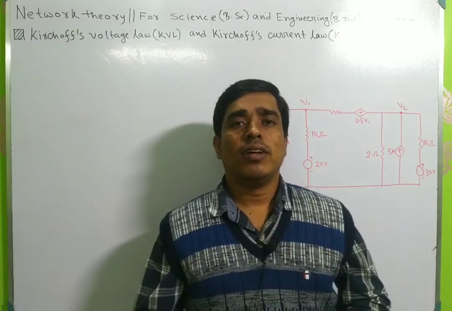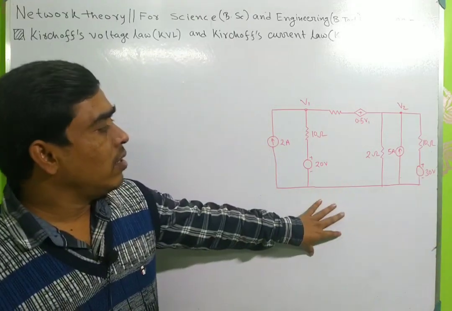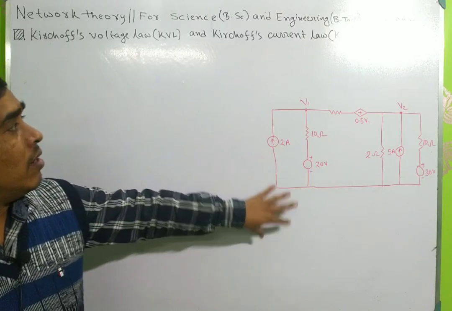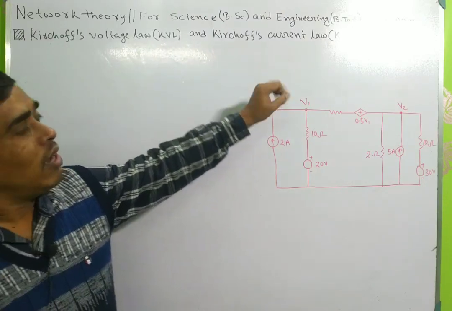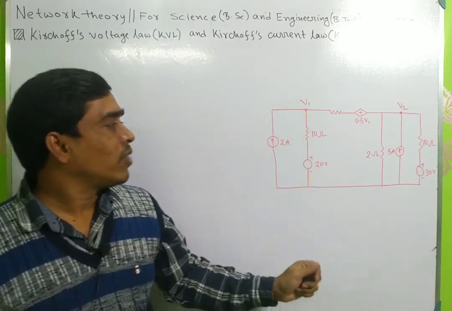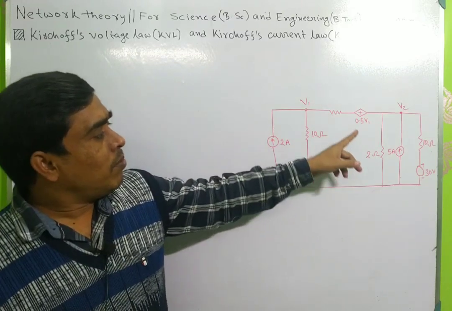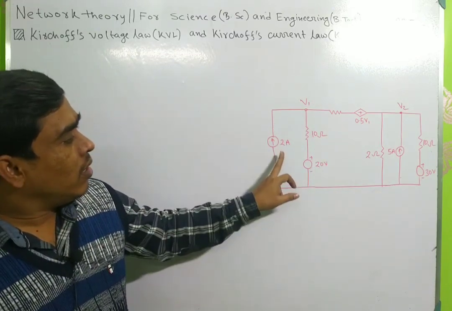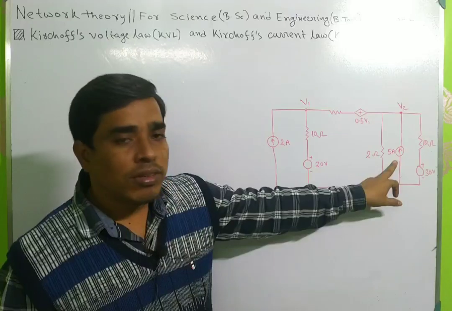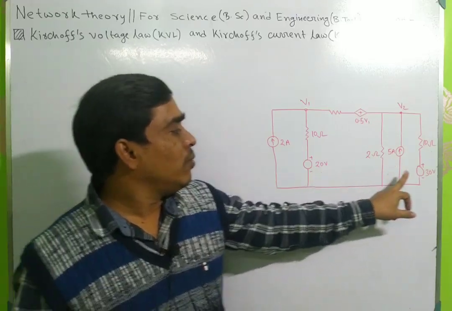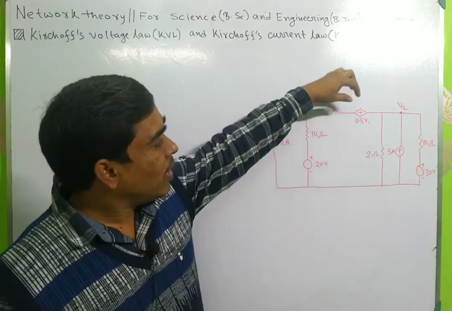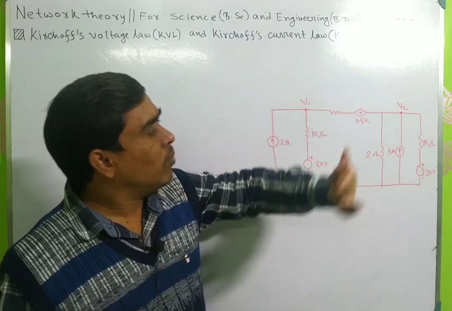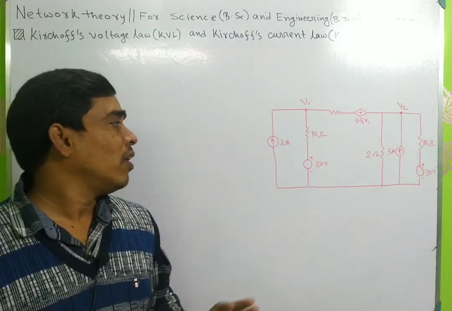Hello friends, this is another problem related to Kirchhoff voltage law and Kirchhoff current law. This problem contains two current sources, two DC voltage sources and one dependent voltage source.